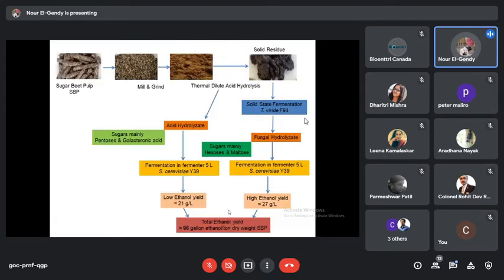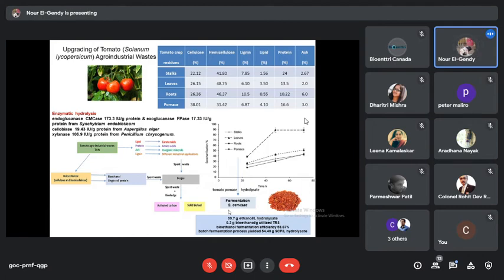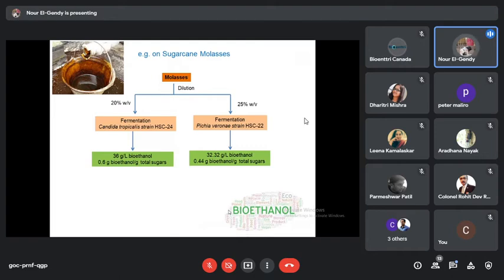We have managed to produce bioethanol from different types of available agro-industrial waste like sugar beet pulp. We produced approximately 98 gallons of ethanol per ton dry weight sugar beet. Even tomato pomace hydrolysate has also been used for producing bioethanol and other value-added products like carotenoid, amino acid, inorganic minerals, and lignin, which have different industrial applications. Molasses has also been used for production of ethanol.